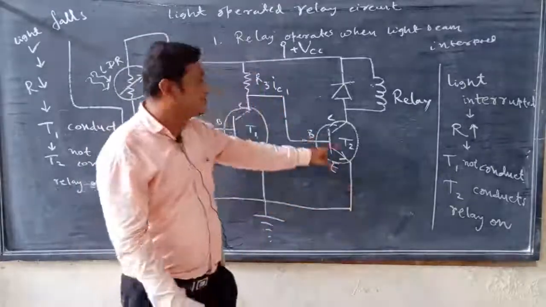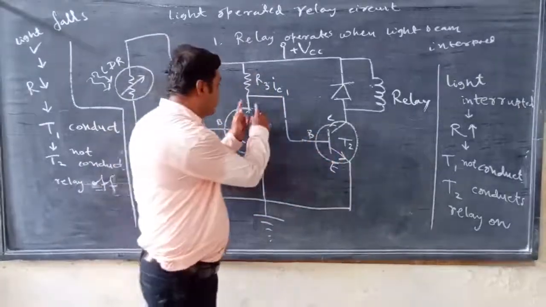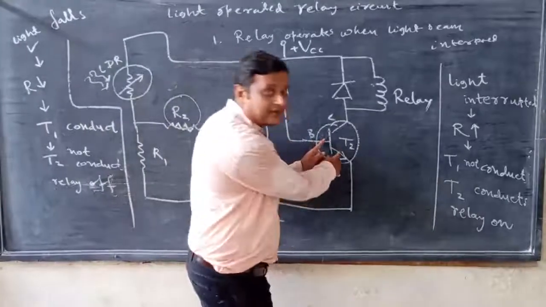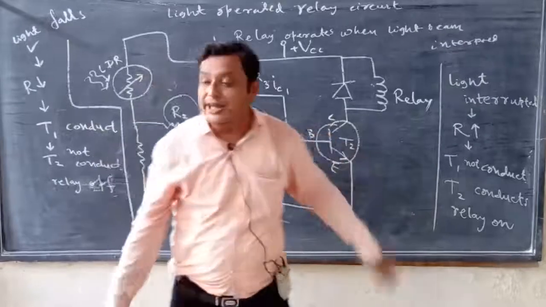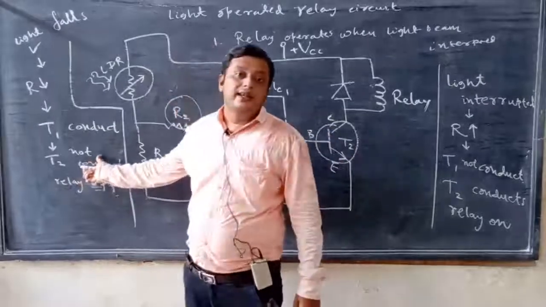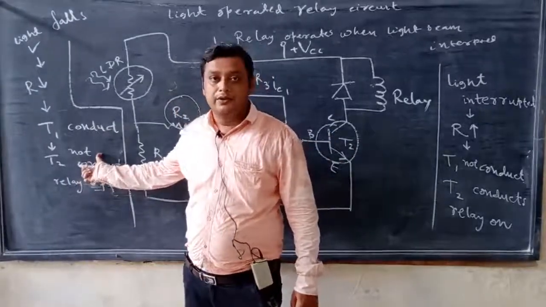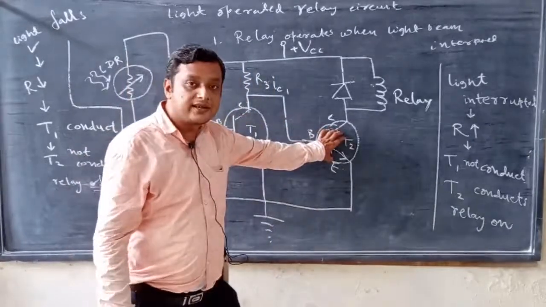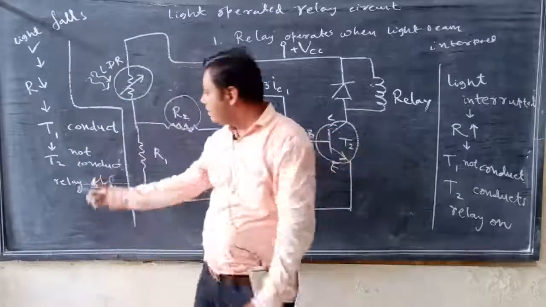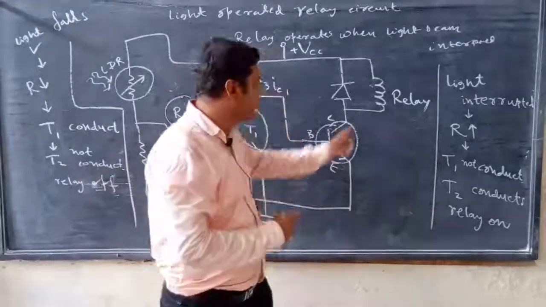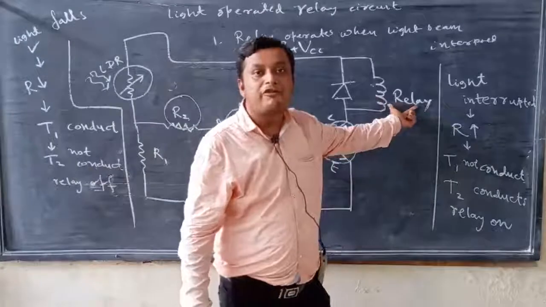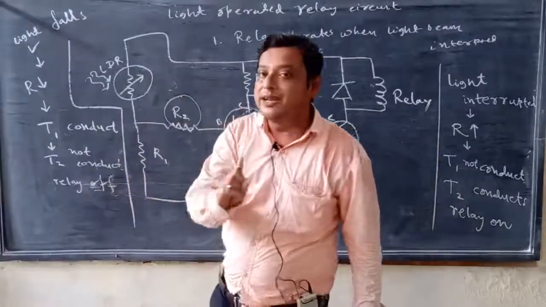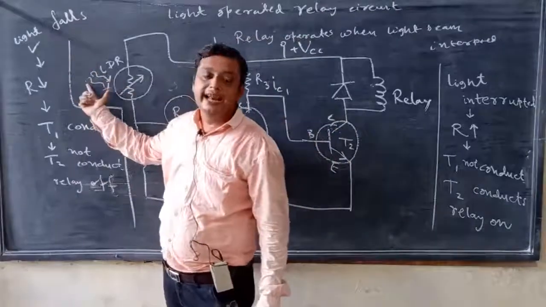So what happens for this transistor T2? The collector of the first transistor is connected to the base of the second transistor. So transistor T2 will not conduct. T1 is in a saturation state, the T2 transistor is in a cut-off state, meaning it does not conduct, and ultimately this relay is found to be in an off state. So this is the first possibility, that whenever light falls onto the LDR.